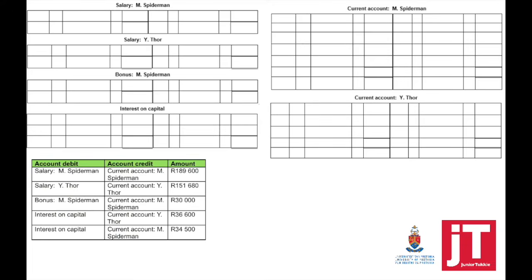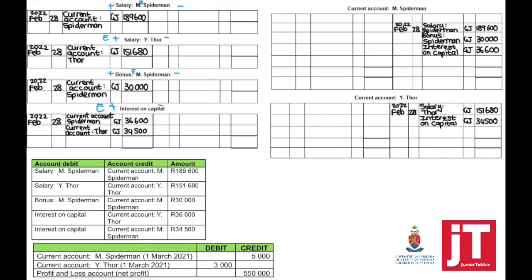To show the year-end adjustments with regards to the primary distributions of profits, which is salary, bonus, and interest on capital, you can use the accounting equation which you've completed when you identify the account debited and credited and the amount to complete the general ledger. A reminder: salary, bonus, and interest on capital is an expense account which will be debited. The rest, current account, will be credited. When did this happen? On 28th February 2022.